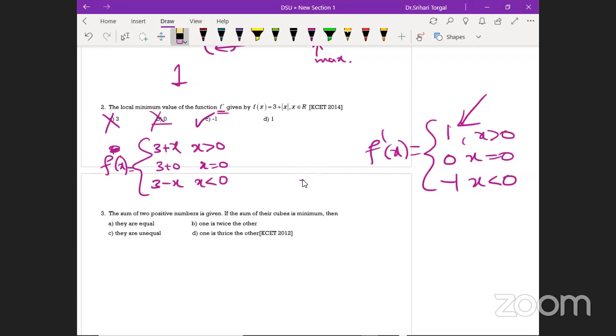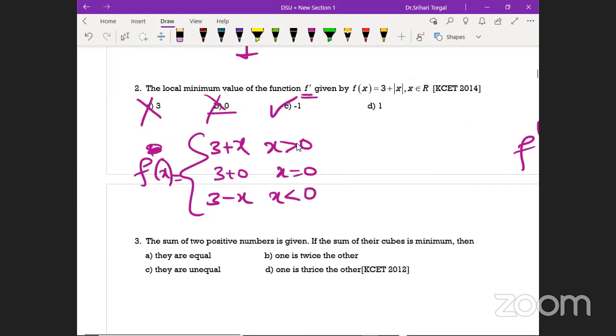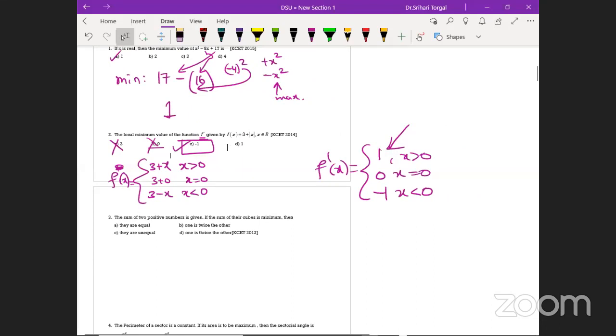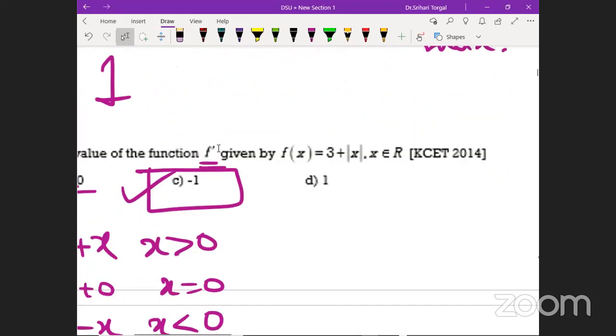I think all of you got the idea. Minus 1 is the minimum value. You have to concentrate on the minimum value. Minimum value is minus 1. Okay. Next. I think all of you got the idea. They have asked you to find out the f dash. Concentrate here. This is f dash, not f.